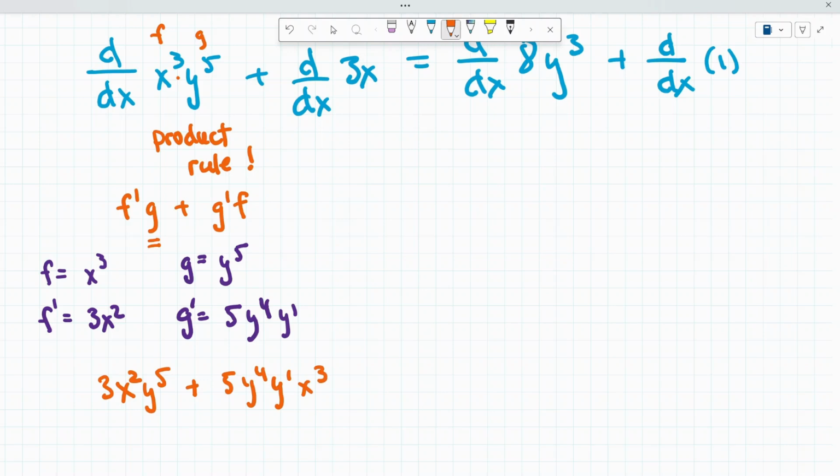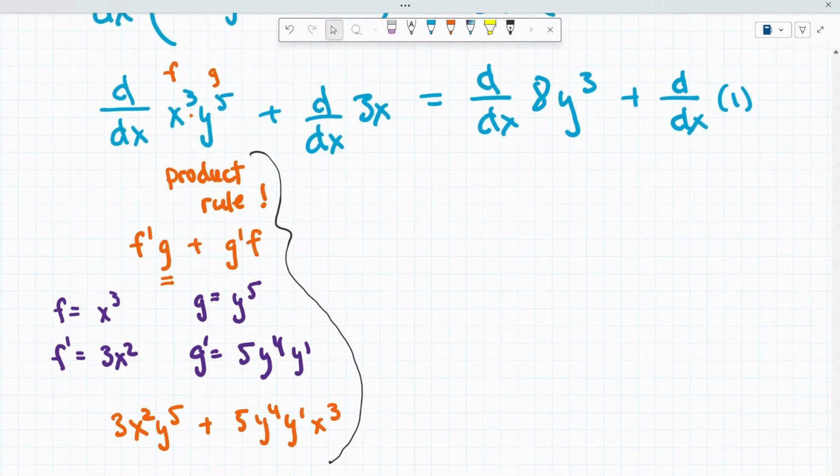Okay, so we did all that over here just to find our first term, just to find this guy right over here. This one was just a little bit more involved, again, because we had this multiplication, so we had to use product rule, and now this was a good refresher on product rule. Okay, now let's just continue on over here.